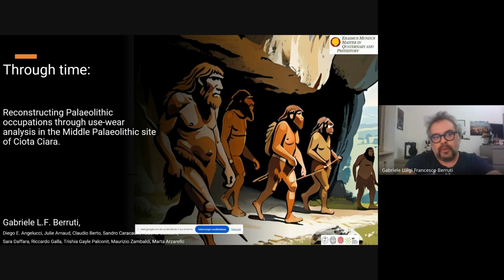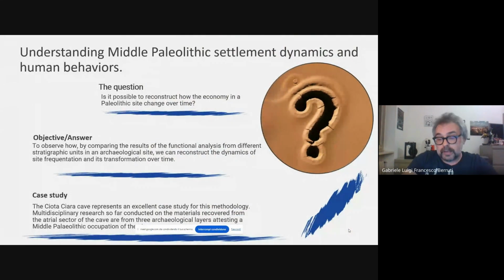The title of this work is "To the Time", and the aim of this work is to try to reconstruct the economic change over time in a Middle Paleolithic site. When you start to write a paper, because this paper was already published, you must have in your mind a question. And the question is: is it possible to reconstruct the economy in a Paleolithic site over time?